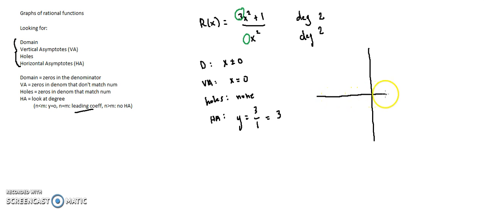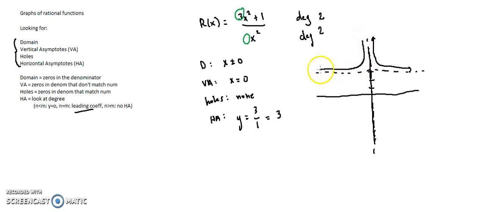Alright, so let's get this on the graph. So we've got a vertical asymptote at 0. We've got a horizontal asymptote at 3. We don't have any holes, and in order to get the graph again, you're going to use your graphing calculator, or you're going to plot some points, and we're going to get a graph that probably not too surprisingly looks like x squared. Okay, so this graph ends up looking like this.